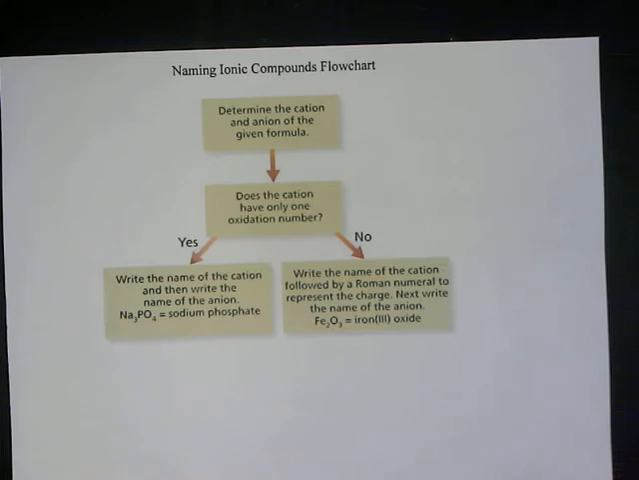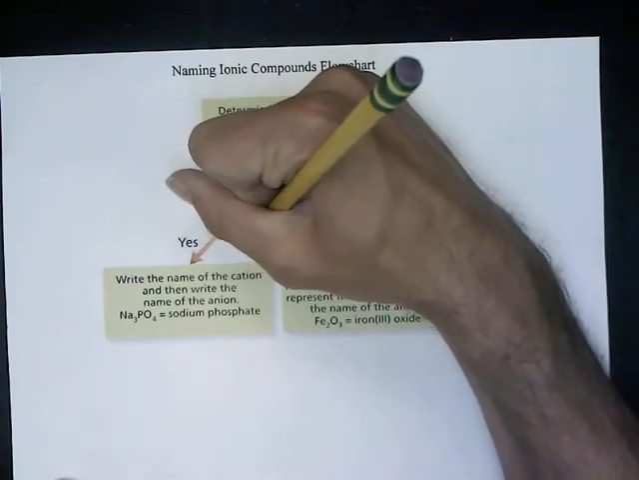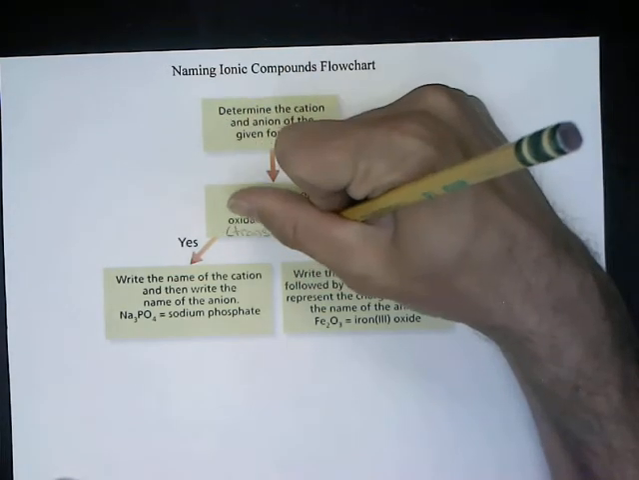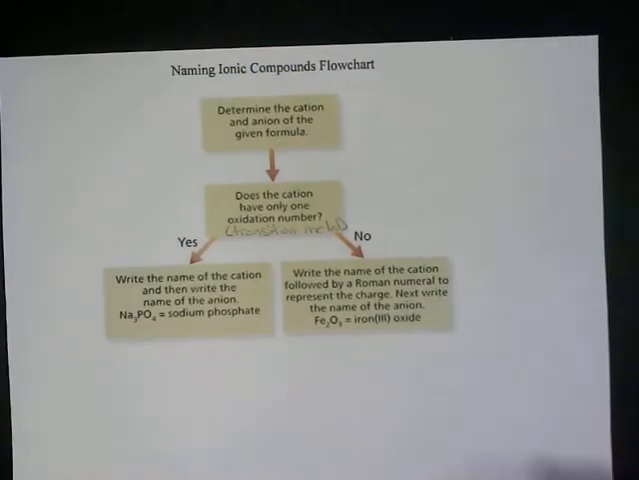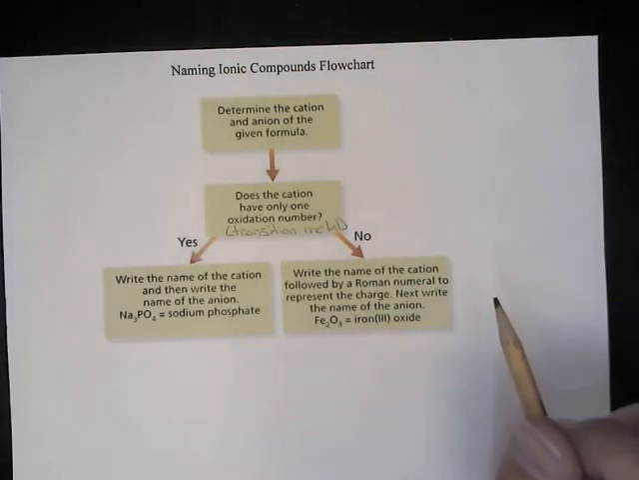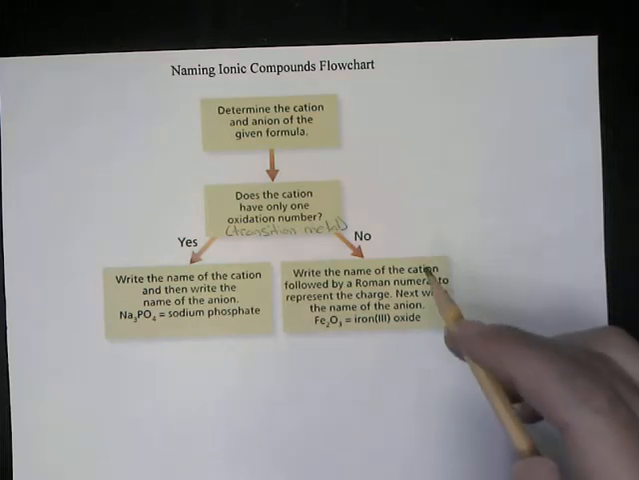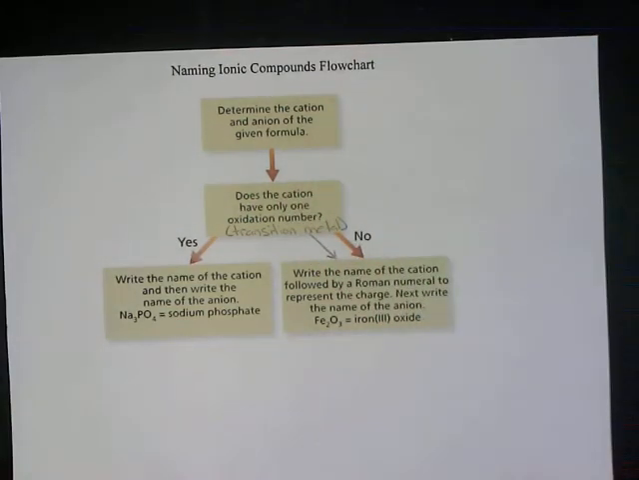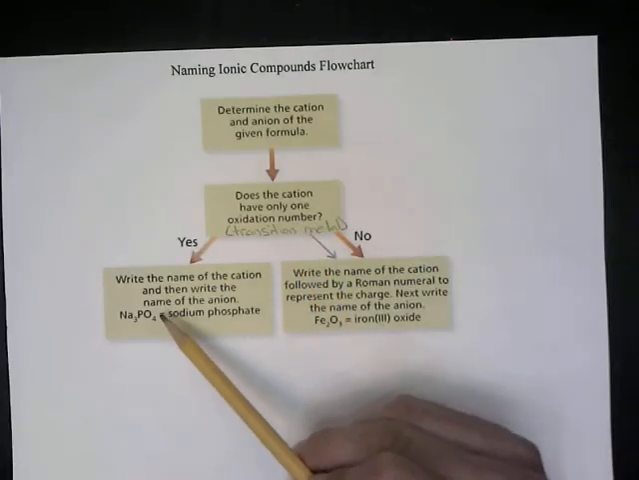So sometimes it's really helpful when we are naming ionic compounds to have a guide path of how to go through the process. So number one, we're going to determine the cation and the anion of the given formula. Number two, we're going to ask ourselves, does the cation have only one oxidation number, aka is it a transition metal? If it is a transition metal, we are going to follow this path and answer that question as a no, and we're going to write the name of that metal with the charge indicated in parentheses. If there is only one oxidation number, we simply just write the name.